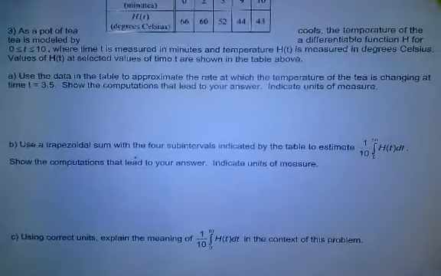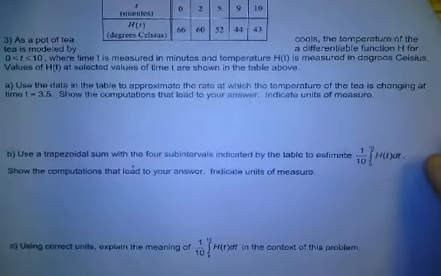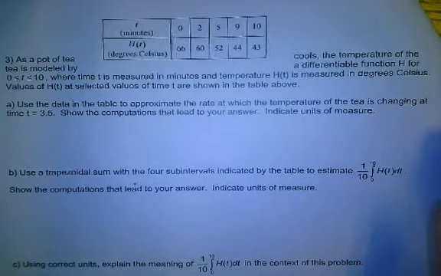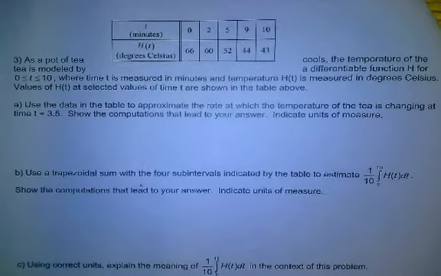All right. Okay. Number 3. So it looks like we're just going to go through an entire free response here, which is good. As a pot of tea cools, I don't know why the table's in the middle of everything, we'll just deal with it. The temperature of the tea is modeled by a differentiable function H for 0 to 10, where time t is measured in minutes and temperature is measured in degrees Celsius. Values of H at selected values of time are shown in the table above. Use the data in the table to approximate the rate at which the temperature of the tea is changing at t = 3.5. Show the computations. Let your answer indicate your units of measure.